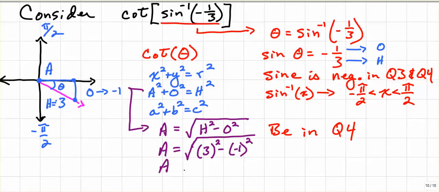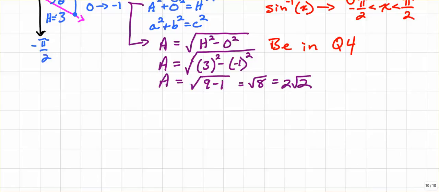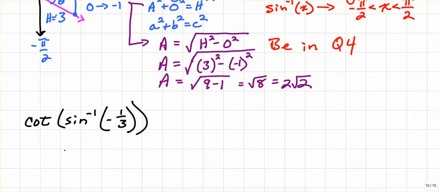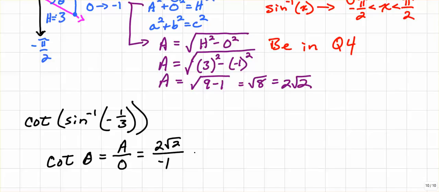So a is going to be equal to the square root of 9 minus 1, which is the square root of 8, which is equal to 2 times the square root of 2. Okay? So let's go ahead and complete the problem, because we are looking for the cotangent of the inverse sine of negative 1 over 3. And the cotangent of theta in this particular case is going to be equal to the adjacent over the opposite. And since the adjacent is 2 square root of 2, and the opposite is negative 1, this will be equal to negative 2 square root of 2.